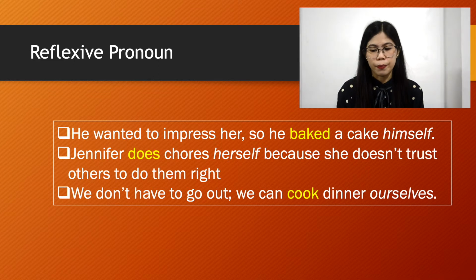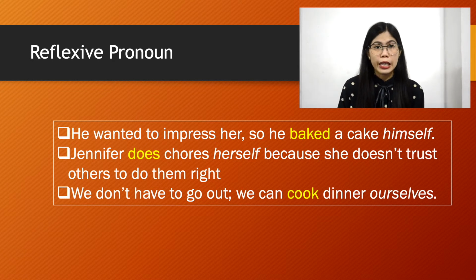Next example. Jennifer does chores herself because she doesn't trust others to do them right. So the reflexive pronoun used here is the word herself. And this pronoun refers to or pertains to our subject, who is Jennifer. Another thing that will help you see that herself is our reflexive pronoun is that before it, there is a verb, which is the word does.